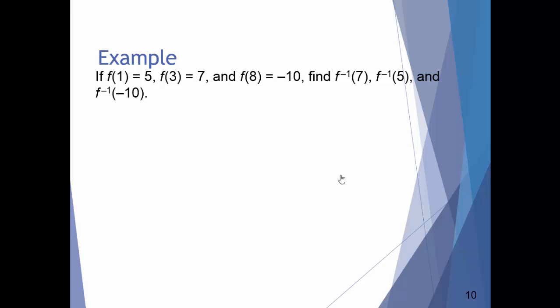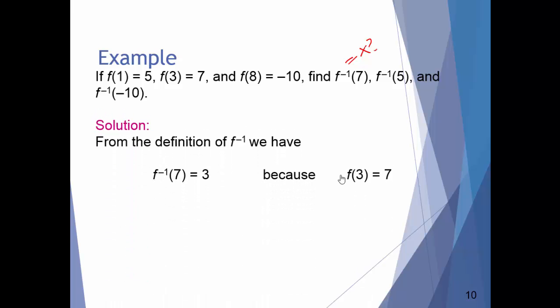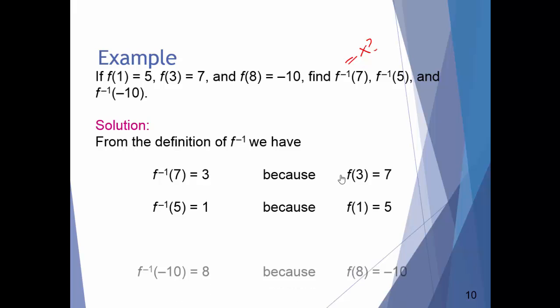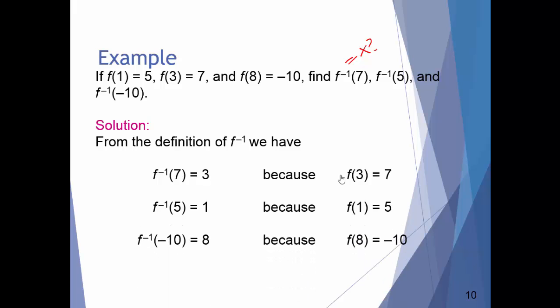So the question this is actually asking is, what x value did you input to the original function to get the output of 7? And if you look back here, that's going to be 3, because f of 3 is 7. So the inverse function evaluated at 5 is asking you, what did you input into the original function to get an output of 5? And if you look, that would be 1, because f of 1 equals 5. And then f inverse of -10 will be 8, because f of 8 equals -10.